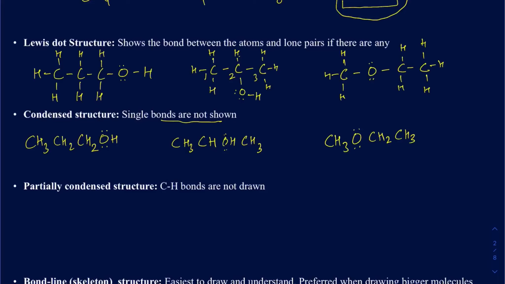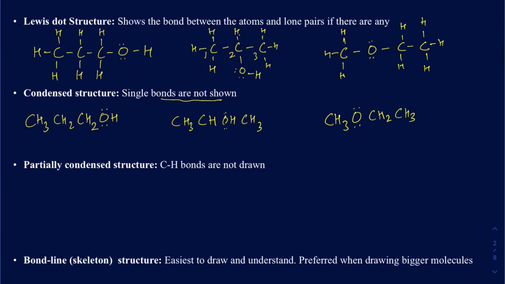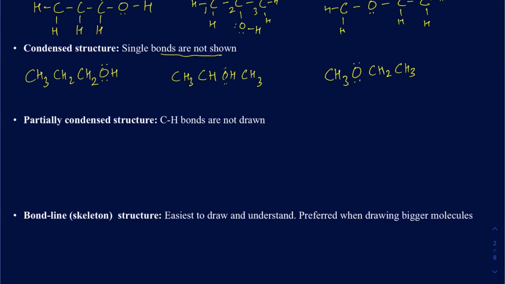However, if you do have a double bond, you will show the double bonds for the condensed form as well. And that applies to the triple bonds as well. If you have a triple bond in the molecule, you will show the triple bond in the condensed form.